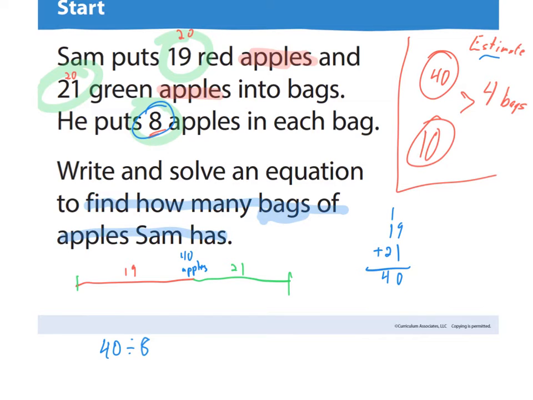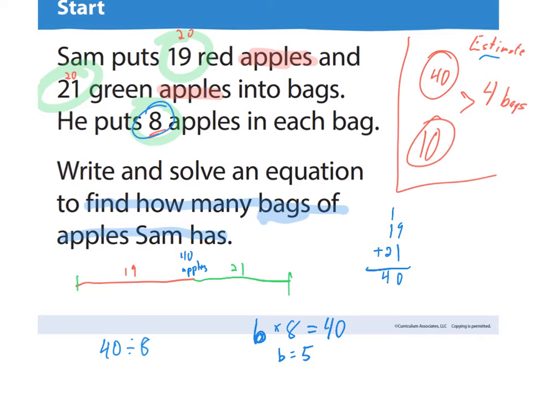But we've got to think about this like a fact family, right? So what number of bags times 8 is going to give us 40? What number times 8 gives us 40? And in this case, hopefully a lot of you already know that it's going to be bags equals 5. That would be one way to do it.